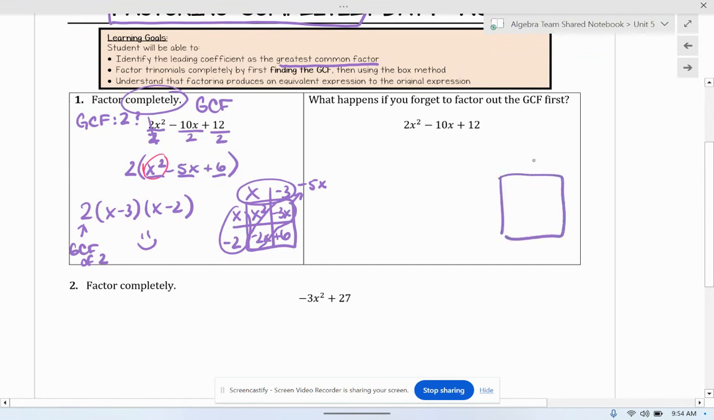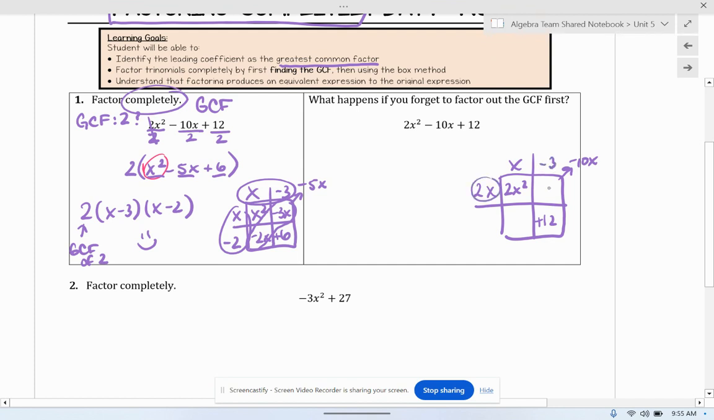You're going to be putting a 2x squared into the box, a 12 in here. You're going to know that 2x times x is going to give you a 2x squared. And now you're going to have to think about the factors of 12 that add up to negative 10. And that might be hard to think about because you have this coefficient out front.